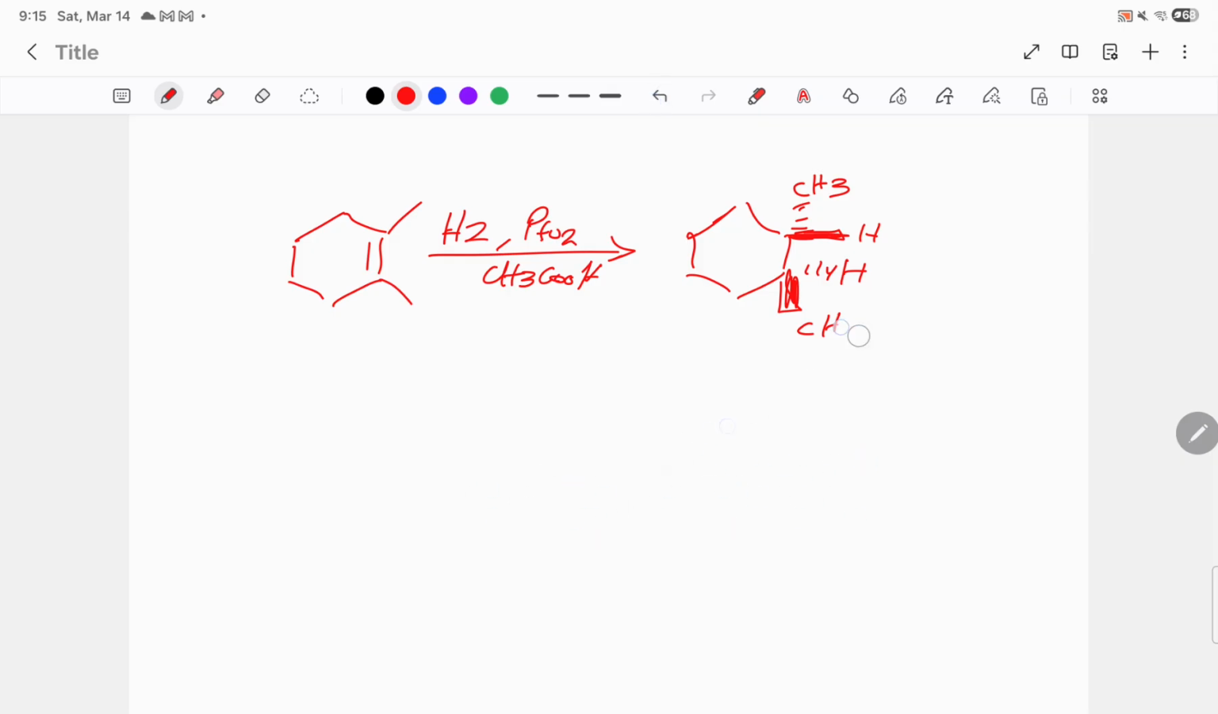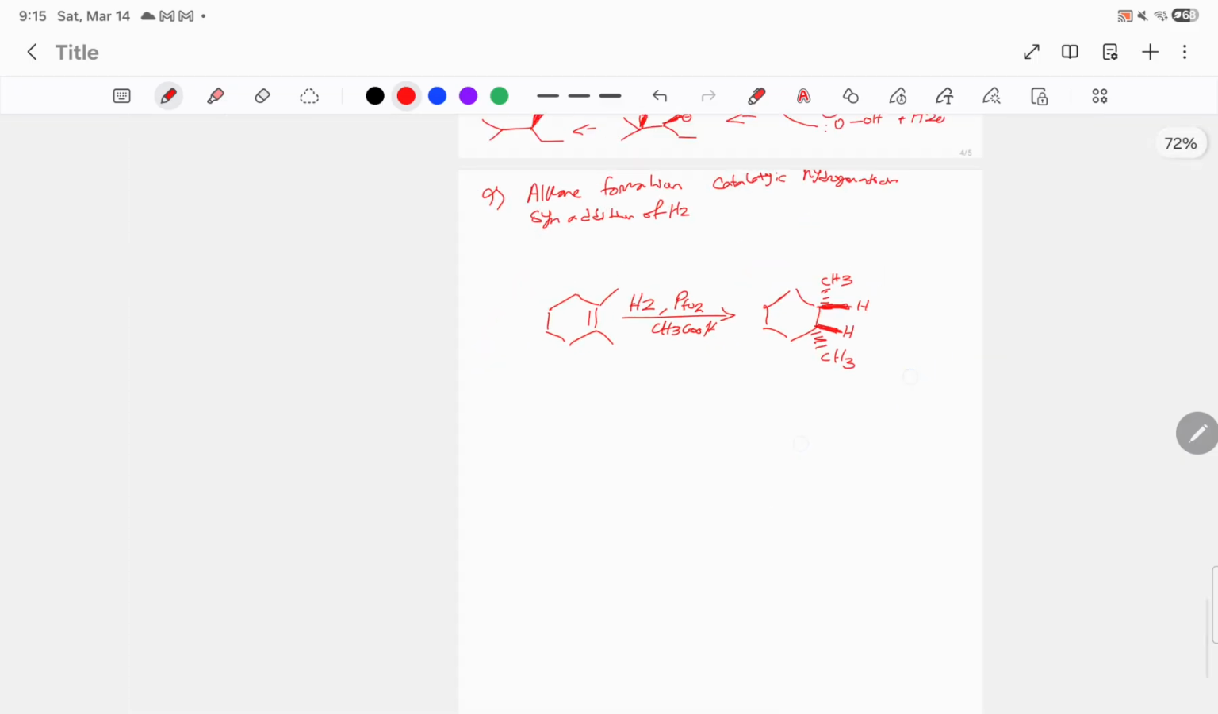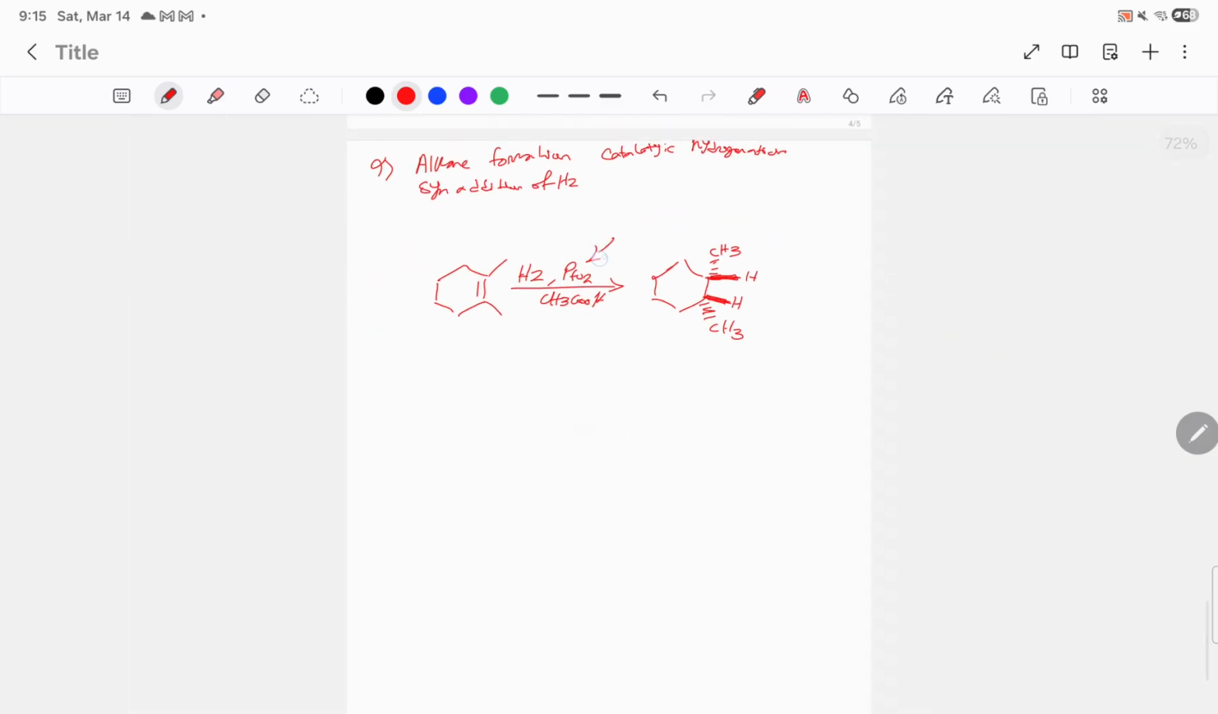And you know what? Actually, I'm going to leave this here for you. So you kind of have that. There you go. But do realize this could also be palladium on carbon, or something else.